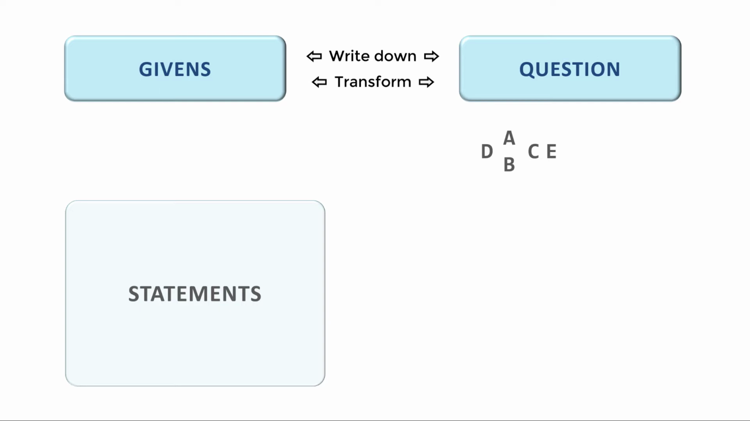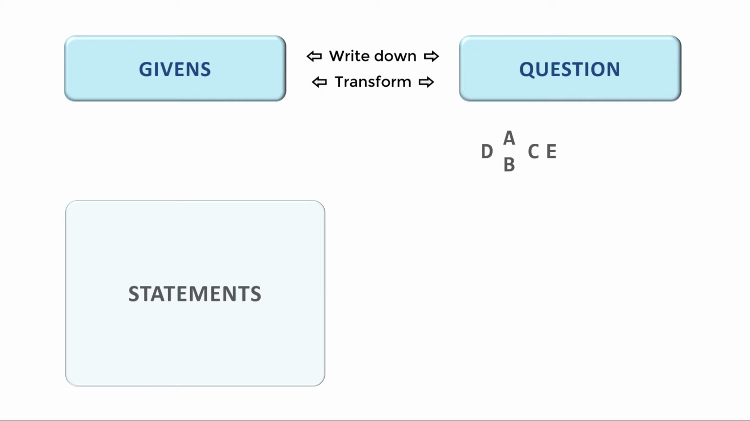You might start by translating words into math, and then go on to use algebra or arithmetic to simplify the math. Along the way, you might introduce a formula, such as the Pythagorean theorem. Glance ahead at the statements during this process of transformation, so that you can express the givens and question in ways that mesh well with the statements.